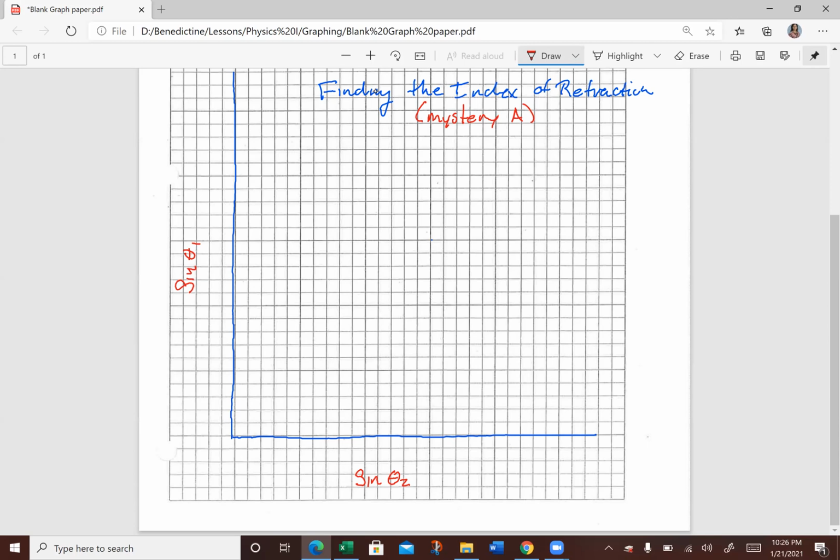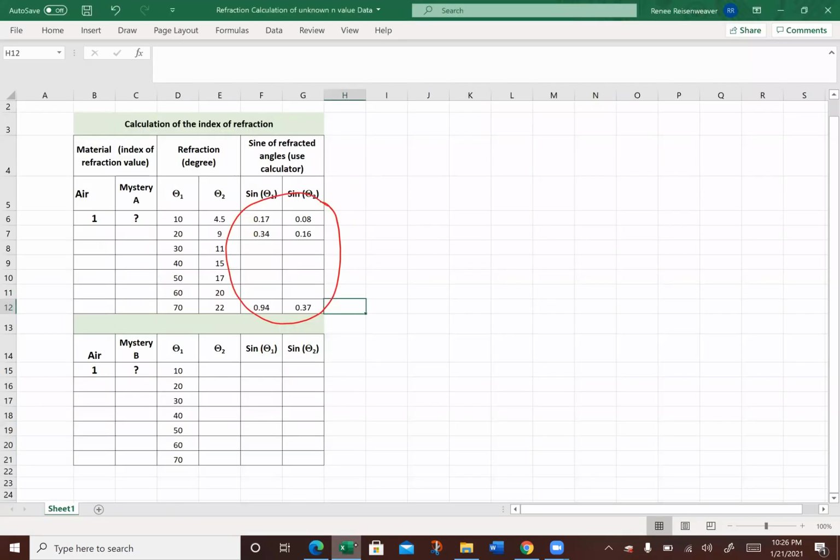So the number one challenge is coming up with the scale. On the sine of theta 1, we go from 0.17 to 0.94. So we're going to need that to go all the way. Remember the rule: take this value and round it up to the highest number that's easy to divide. So here we could round 0.94 to 1. 0.37, I think I'm going to round that to 0.5. And you'll do the same thing down here.